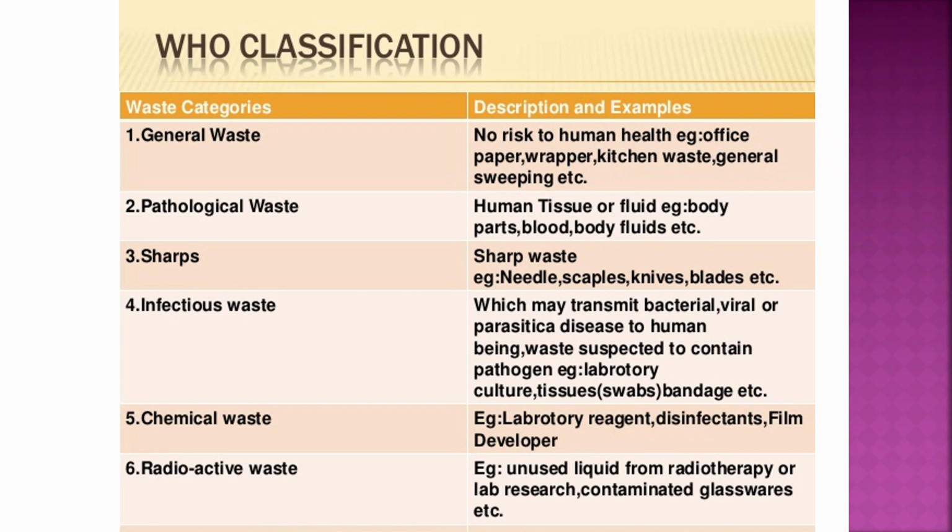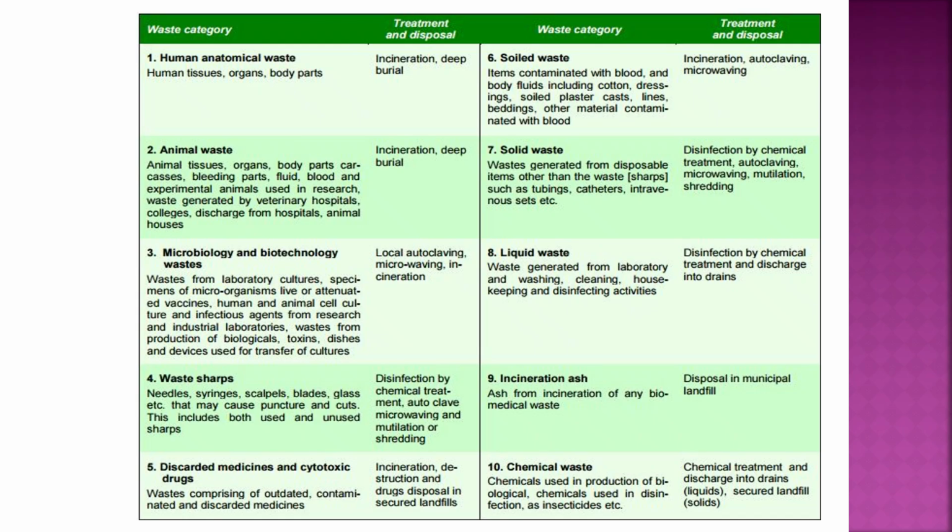Then infectious waste, which may transmit bacterial, viral, parasitic diseases to human beings, and waste suspected to contain pathogens. Example, laboratory culture, tissues, then bandages, dressings if they are infected. Then chemical waste, which is laboratory reagent or disinfectants used. Then radioactive waste, which is unused liquid from radiotherapy or lab research, contaminated glasswares while doing investigations. This chart will show you the category and the treatment method.